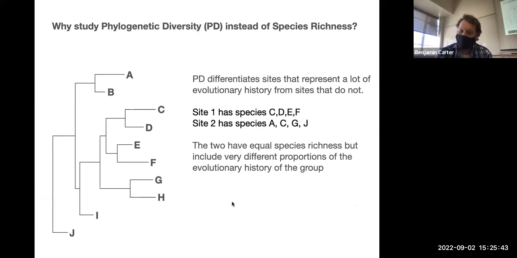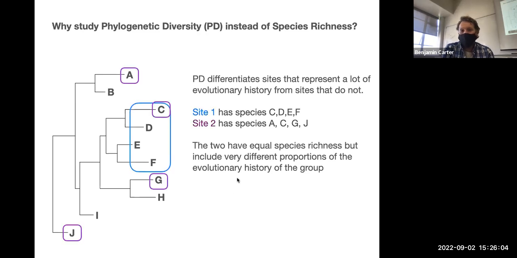Imagine that you're up in the Santa Cruz Mountains and you're at a spot and you find four species, and then you go down to Alum Rock Park, another site, and you find a different four species. If we're looking at patterns of species richness, those two places are equivalent. But if we're looking at phylogenetic diversity, they might not be equivalent. And here's how that could work.